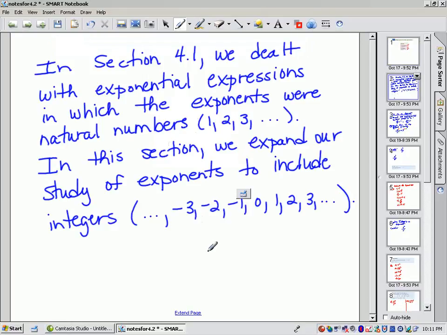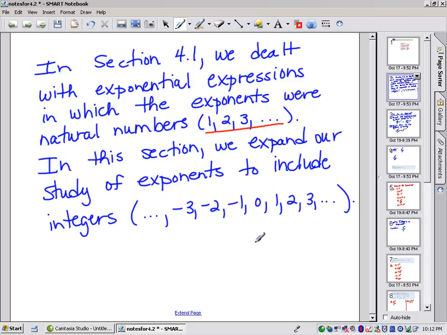In the last section, 4.1, we dealt with exponential expressions in which the exponents were just natural numbers, that is, numbers of the form 1, 2, 3, and so on, our counting numbers. In this section, we're going to expand our study of exponents to include integers, that is, a set of numbers that include the negative whole numbers and 0, and the positive integers or positive whole numbers.